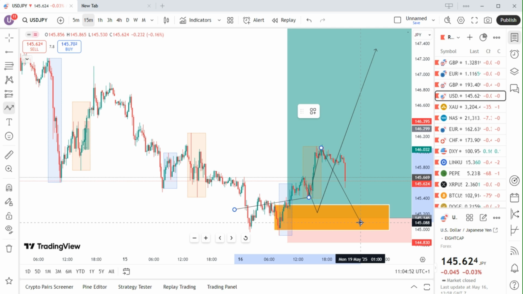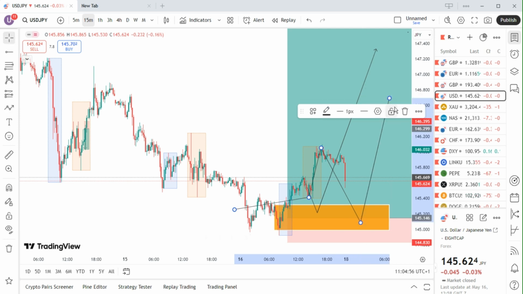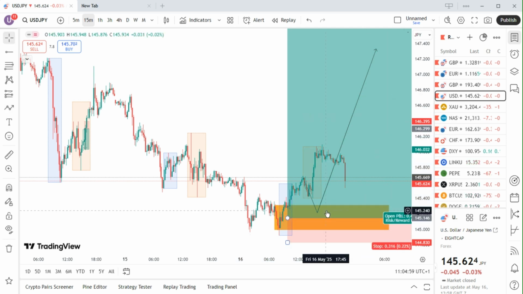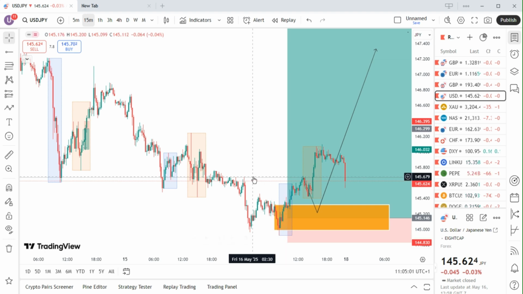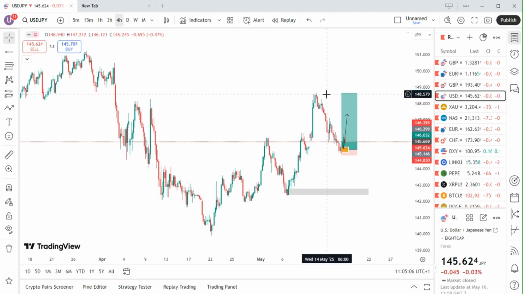So this is how we'll be taking a buy on USD. Stop loss is below this zone, and our take profit is at the 4-hour resistance level. This zone is the take profit.